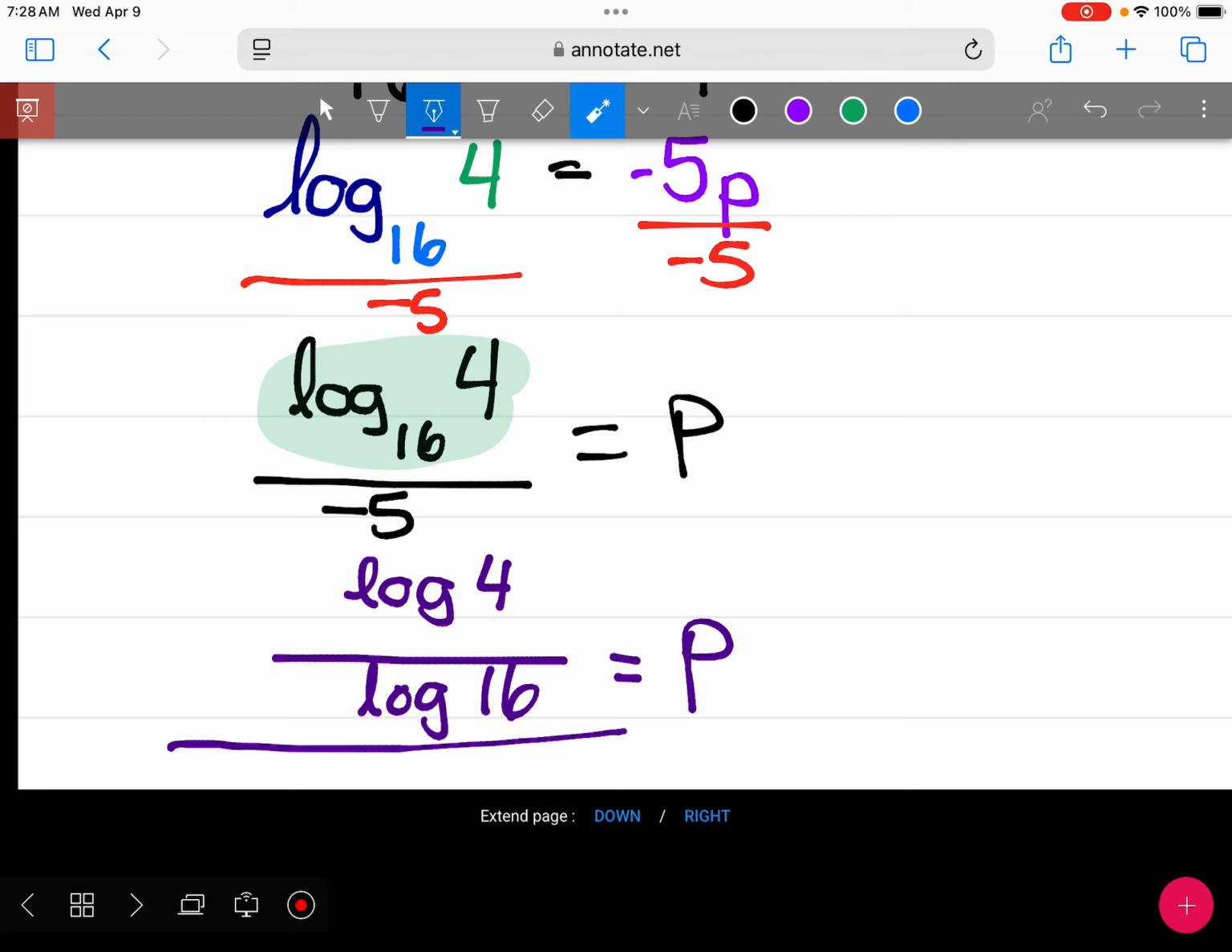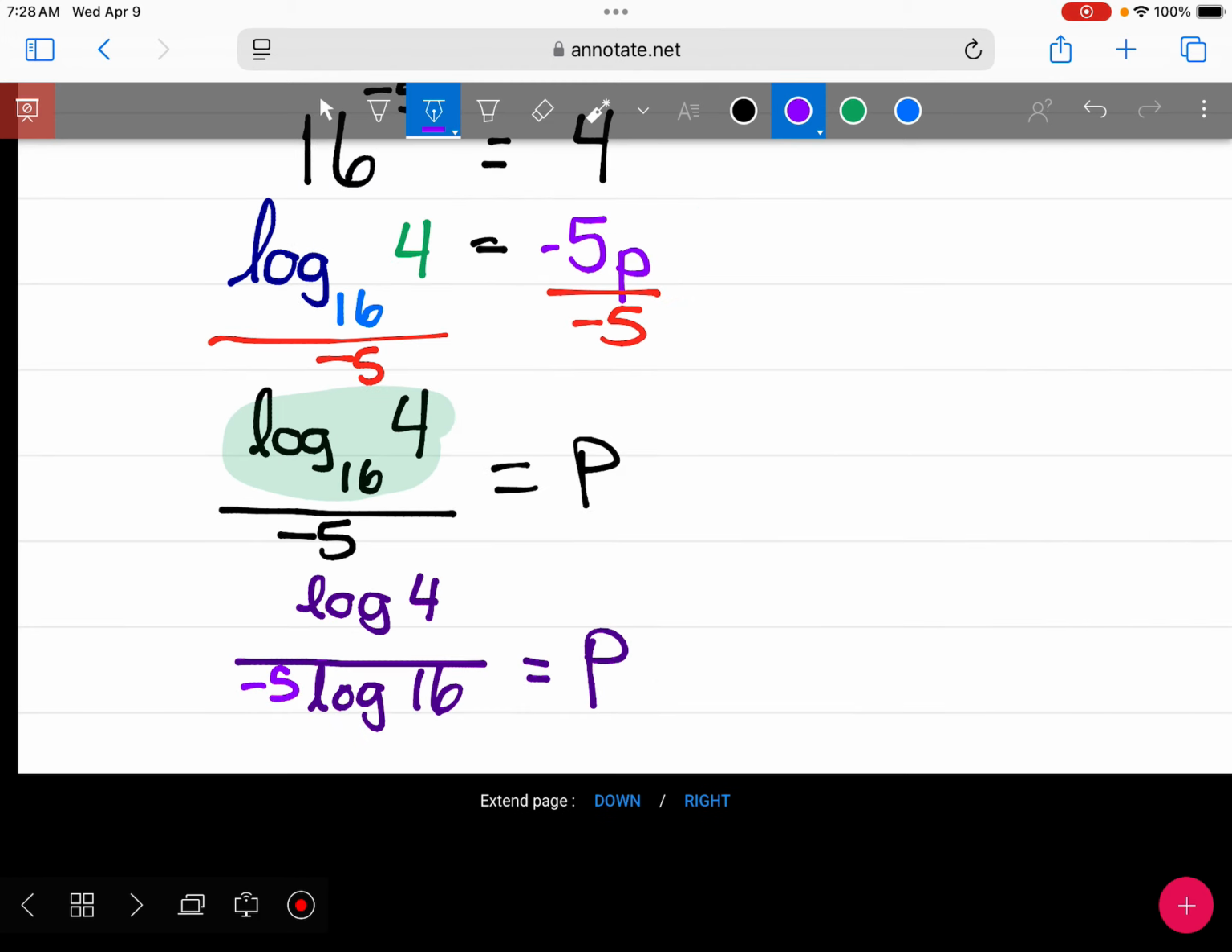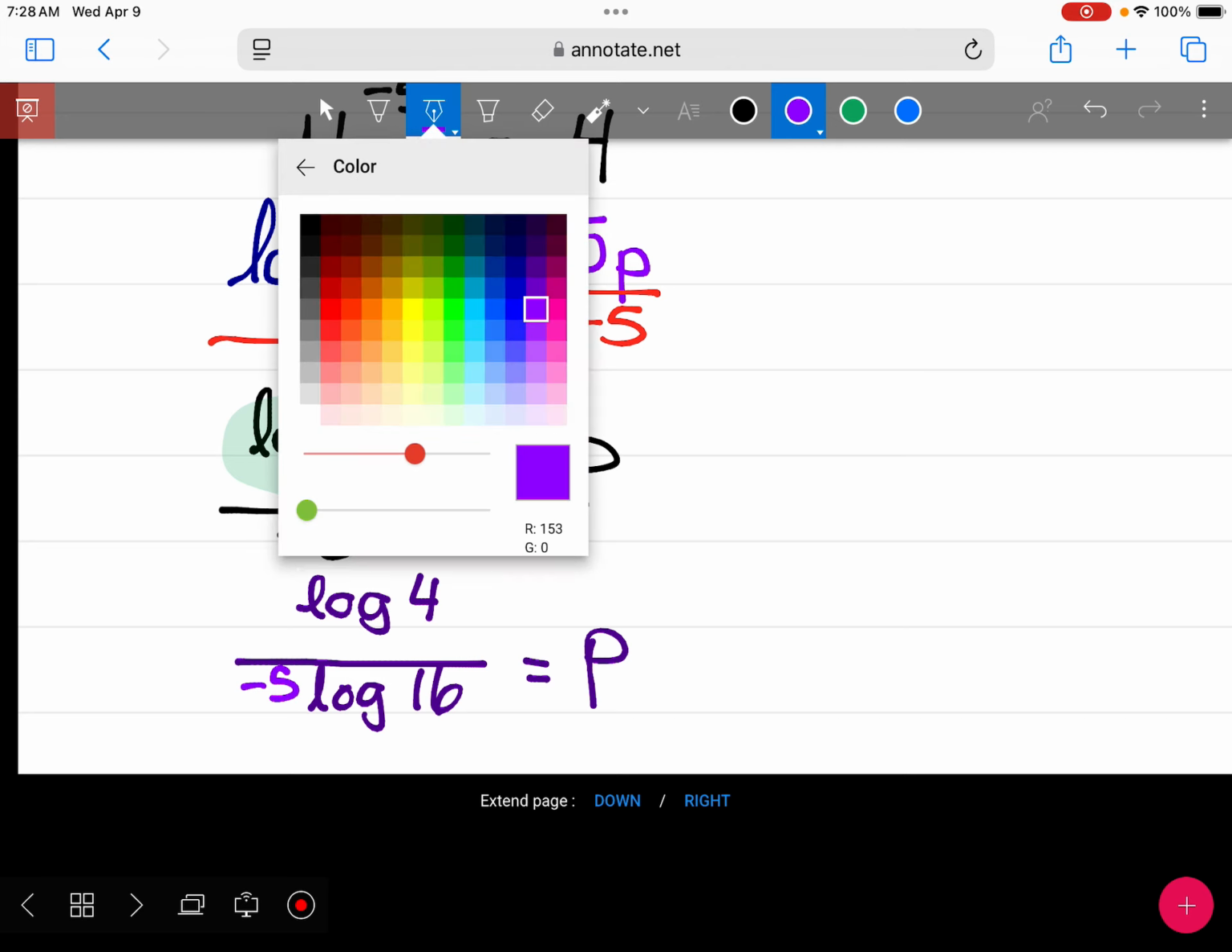We can also notice that if we have log 4 over log 16, that puts our log 16 in the same spot as this -5. So we could just put it in as -5 log 16, because it moves that base down into the same denominator. So what are we going to get as a decimal answer? It gave me -1/10. -1/10 is correct.